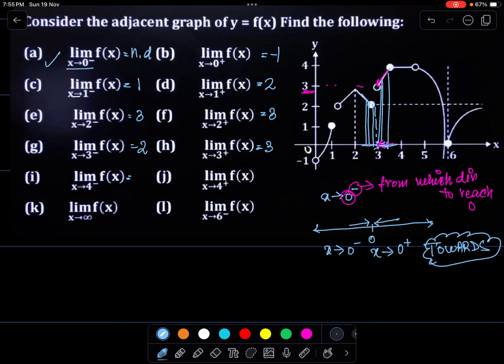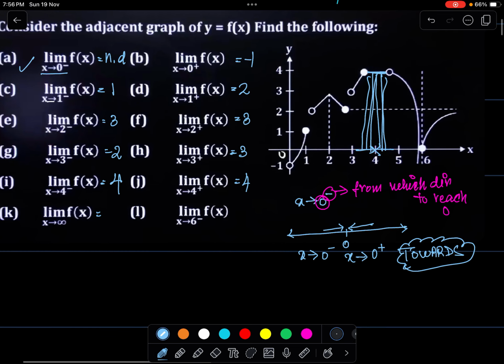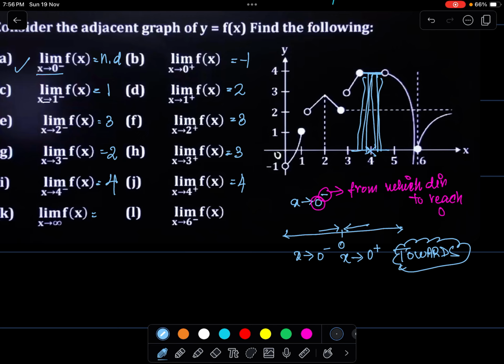Now here, when you are moving towards 4 from the left hand side, let's see first, you can see the value of the function is actually constant here, which is 4, and when you move from the right hand side, again the value of the function is still 4. Same.